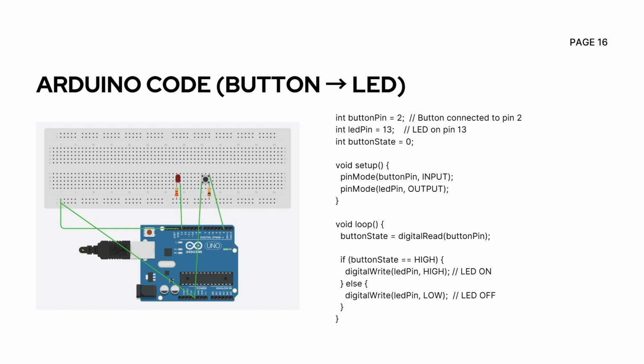Now let us see the Arduino code for this. We set pin 2 as input for the button and pin 13 as output for the LED. In the loop, we read the button state. If it is high, we turn the LED on. Otherwise, we keep it off.